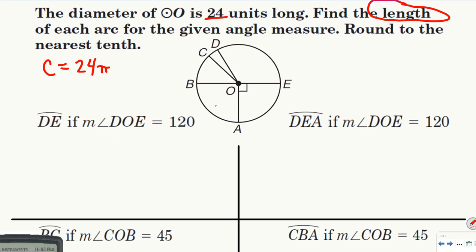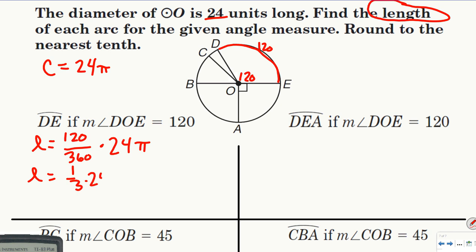So here we want to find DE if angle DOE is 120 degrees. So arc DE we know is also 120 degrees. So we can say that arc length is the fraction of the circumference. The fraction of the circle that this is, 120 over 360, times the circumference. You can simplify: 120 over 360 is a third of the circle. So our arc length here, a third of 24, is 8 pi.